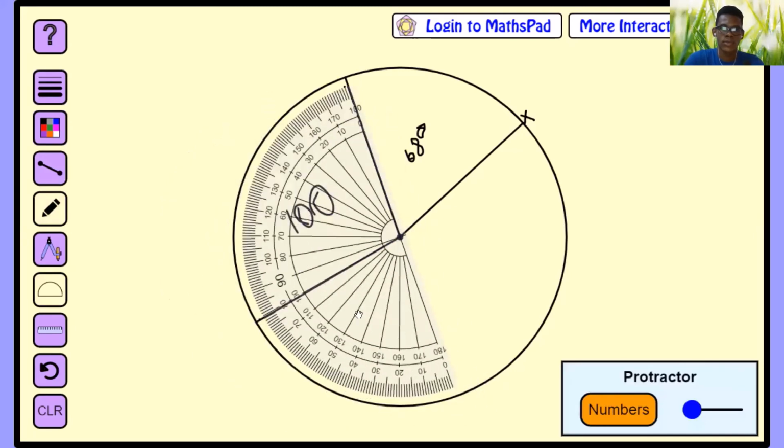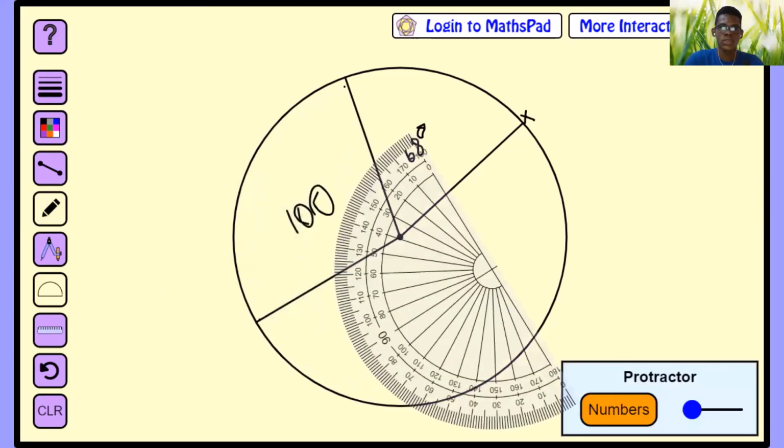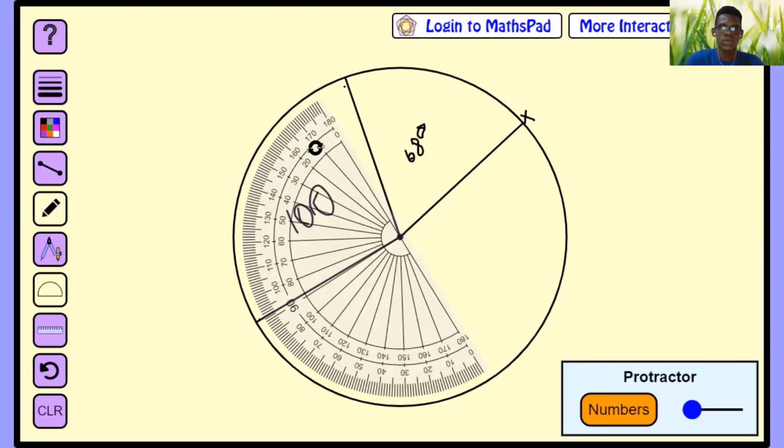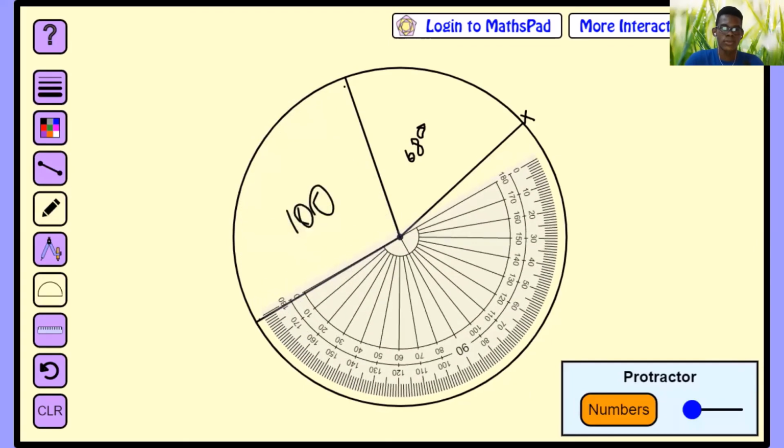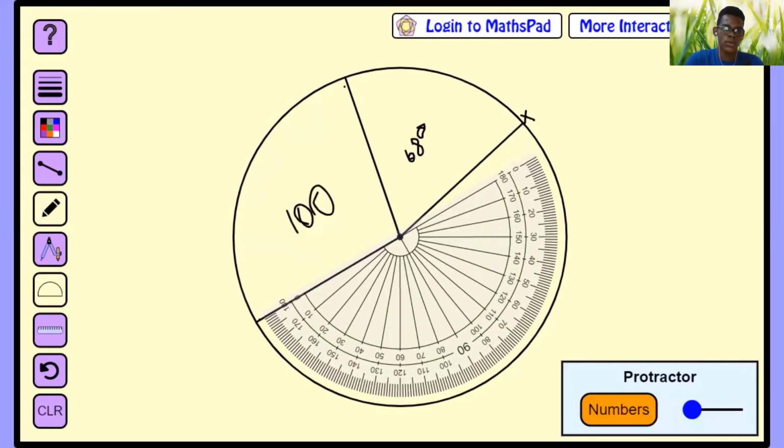You get the point. Any questions, queries here? Especially for those who've never used a protractor before. I hope this is better.